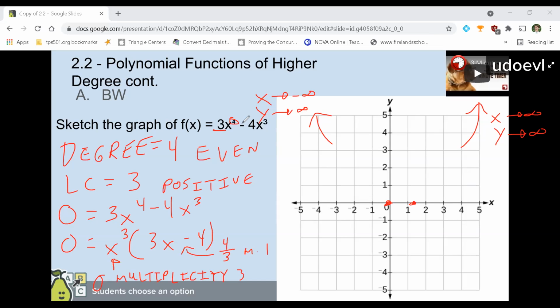This has a power of 3, and then this factor has a power. It's not written, but it's 1, right? And we just assume it's there because who can be bothered to write ones? Not Mr. Lake. All right, so the first one has a power of 3. The second one has a power of 1. Both of those powers are odd numbers. So does it cross through or touch and turn? It crosses through.